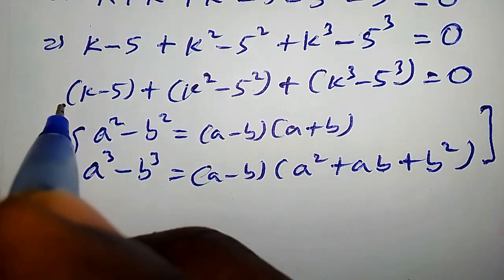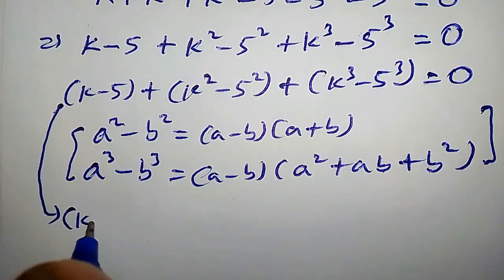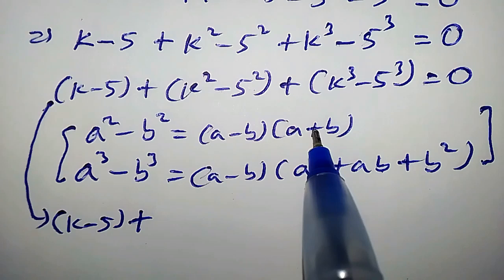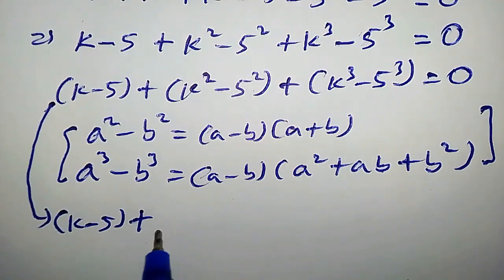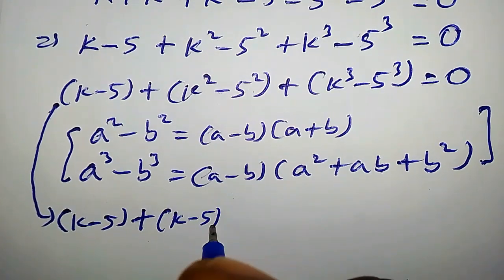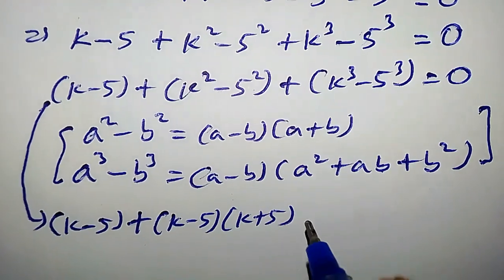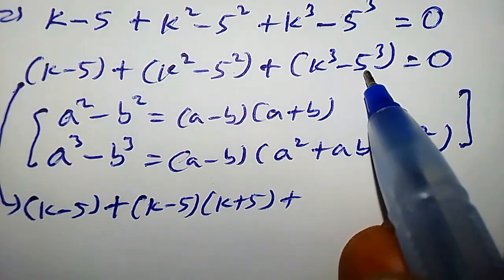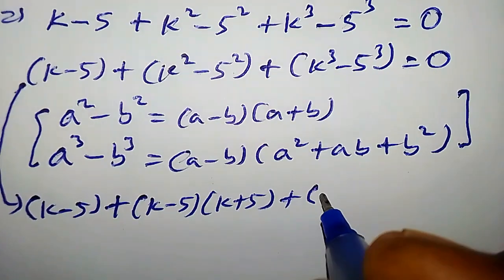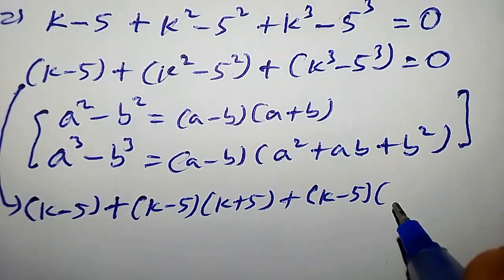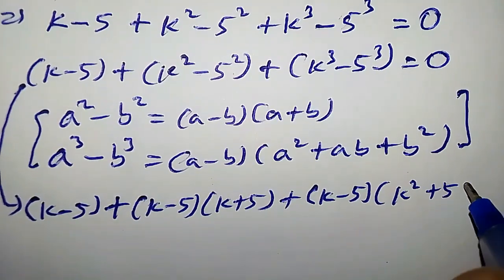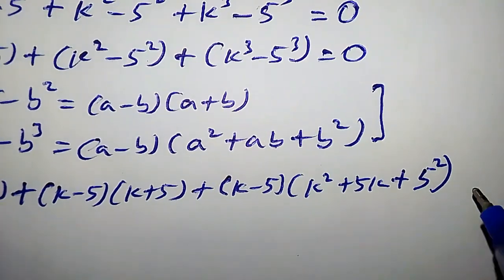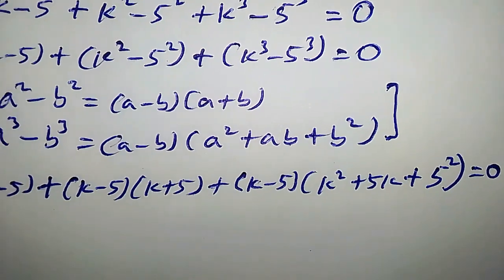So from this line, we're going to have k minus 5 plus, applying the second property, k minus 5 times k plus 5 plus, now applying this identity, we're going to have k minus 5 times k square plus 5k plus 5 to the power of 2, close the bracket, everything equal to 0. Let's proceed further.